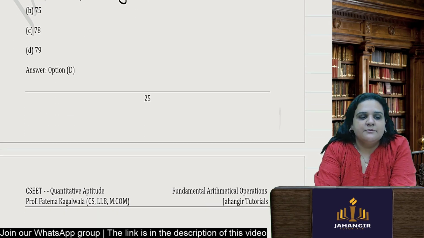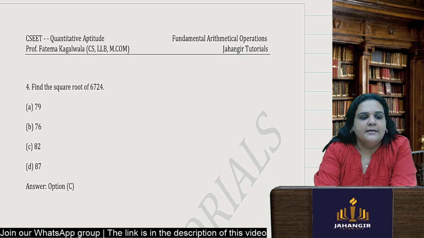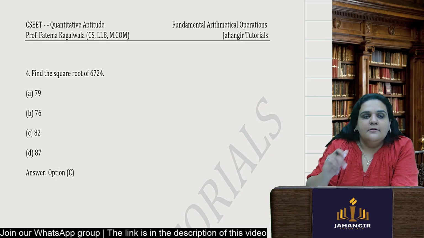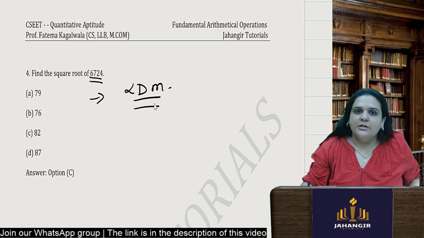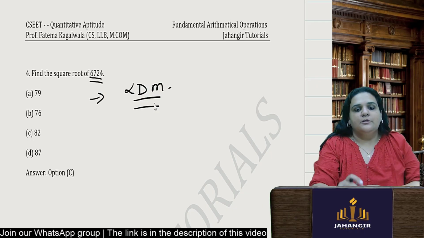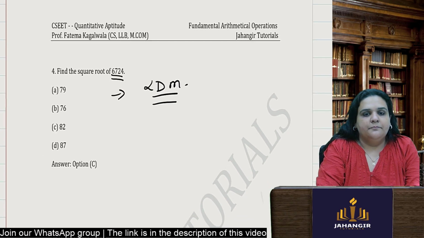Try to see the sums which I have solved. You will definitely get the answer. And even find the square root of 6724. This also you can do by the long division method. Okay, there are 4 digits, no? So use the long division method to find the square root.